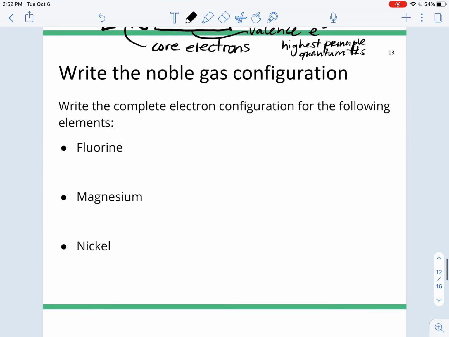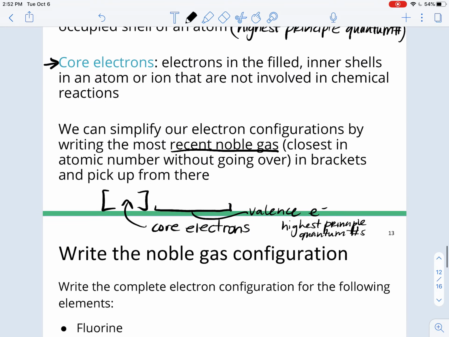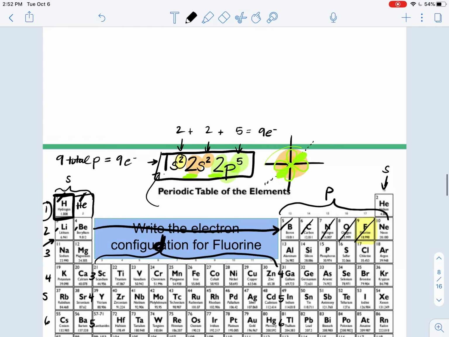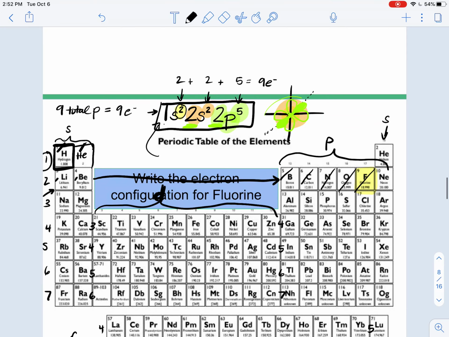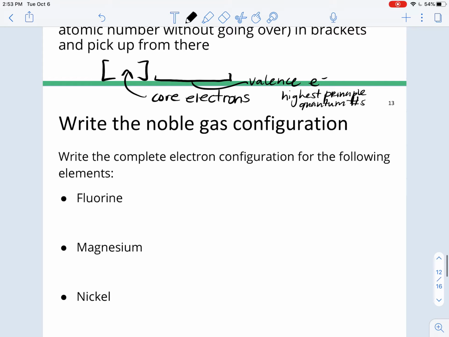If we take a look at this, okay, we're going to write the complete electron configurations for the following elements. These are the same ones that we just did. So I'm actually going to copy the electron configuration. Well, this one's a mess, so I'm going to rewrite it. All right, so fluorine's electron configuration was 1s2, 2s2, 2p5.